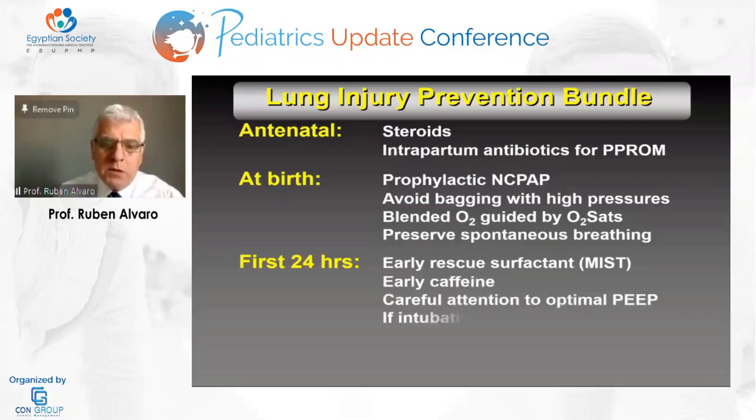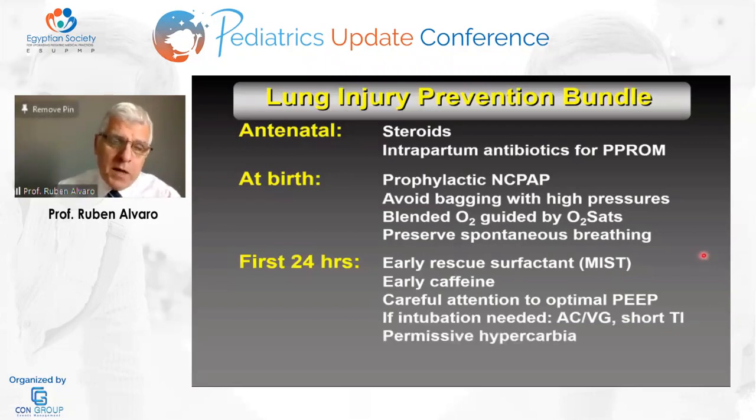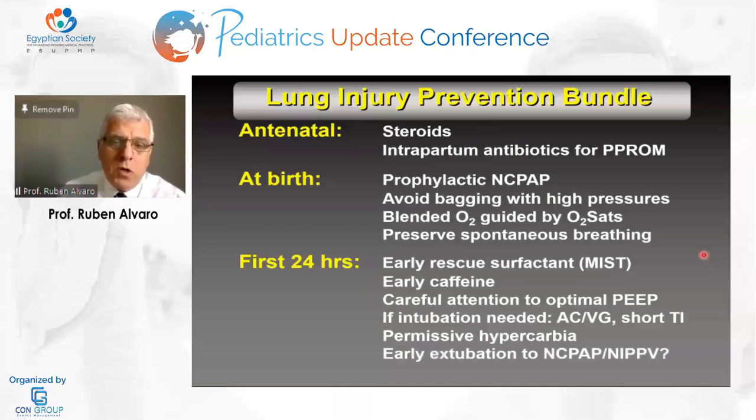Be sure that your PEEP is adequate. If you need to intubate, always use assist control with volume guarantee, and usually use short TIs or appropriate TI guided by your flow waveform. Okay. Use permissive hypercapnia, and what I mean by this is not just to force the CO2 to go up, but allow the CO2 to be okay for when you have enough lung volume. Don't try to aim for a CO2 that is normal, 40, 45 when you have abnormal lungs. That's not physiologic.